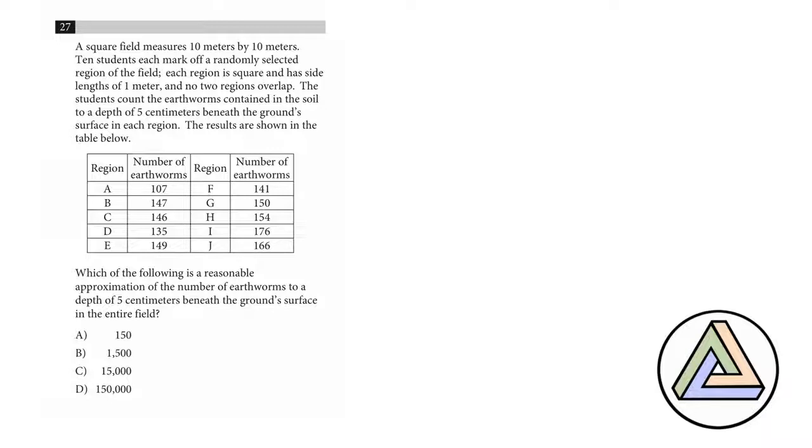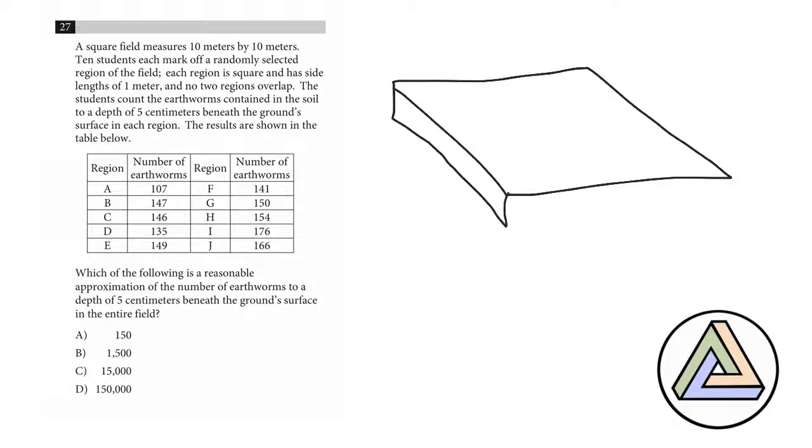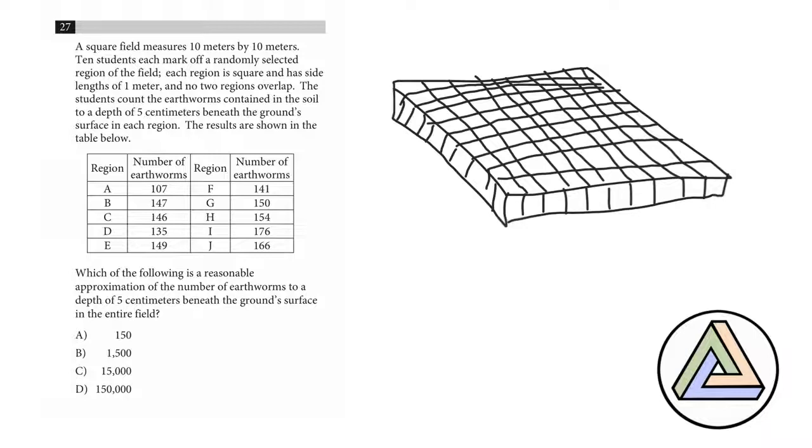Okay, so I'm going to draw a diagram to kind of explain what's happening here. Let's say this is a section of dirt, okay? And I'm going to fill this in to sort of represent exactly what they're talking about. So it got a little weird over here, but you can think of this as being 5 centimeters deep. And this is the piece of the field that basically we're talking about. We have a square field, measures 10 meters by 10 meters. So this is 10 meters, this is 10 meters.